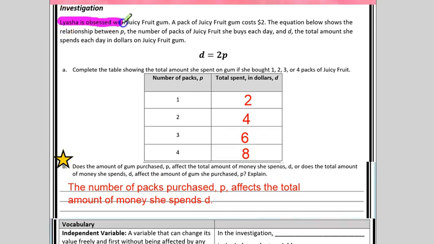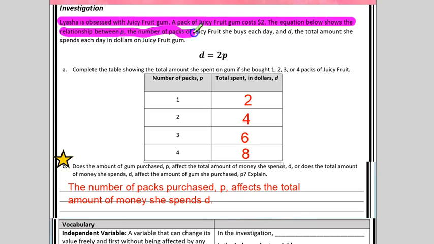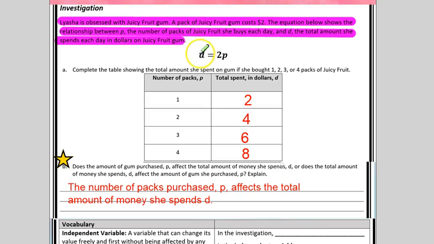Liasha is obsessed with juicy fruit gum. A pack of juicy fruit gum costs $2. The equation below shows the relationship between P, the number of packs of juicy fruit gum she buys each day, and D, the total amount she spends each day in dollars on the gum. So the amount of dollars she spends is equal to 2 times P.